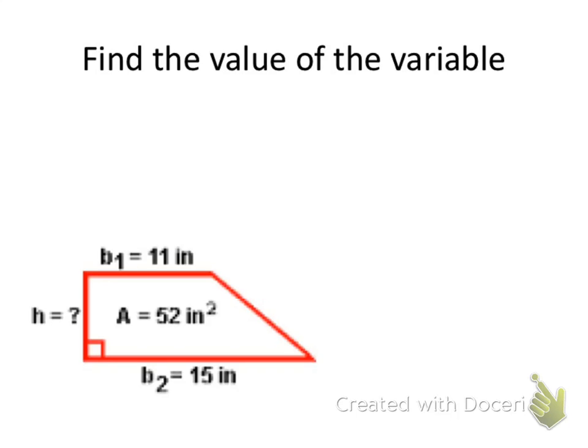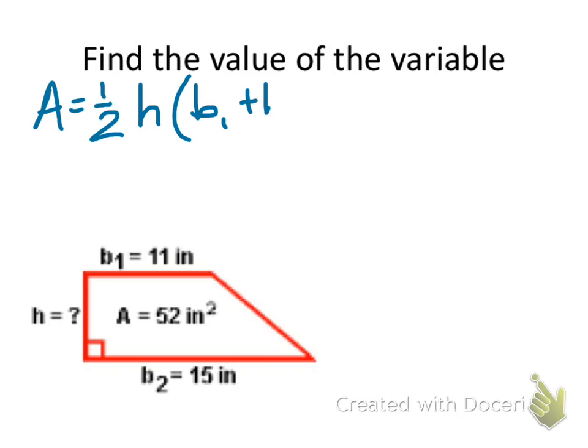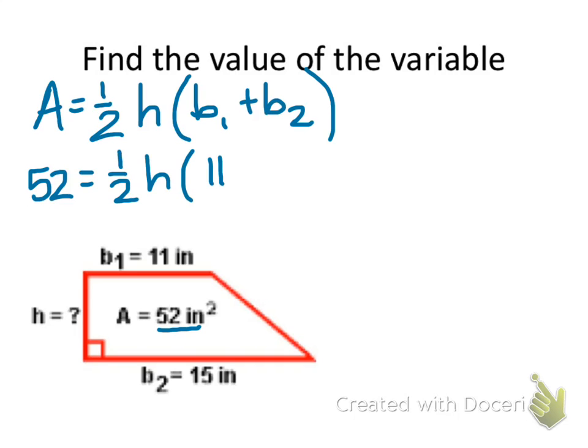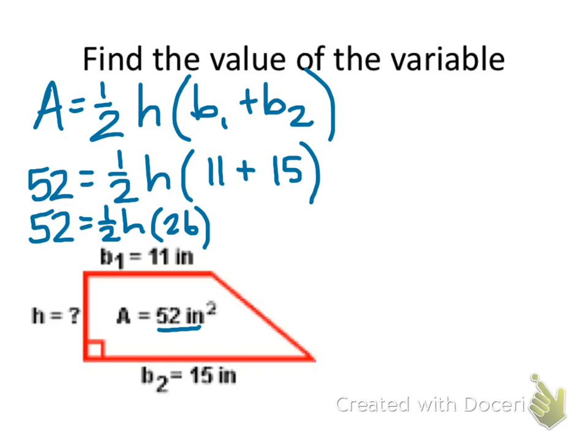So in this example, we see that they give us both bases and the area, but they don't give us the height. So using the formula, we want to substitute in the information we have. We have an area of 52. Base 1 is 11. Base 2 is 15. So 52 is equal to 1/2 of h times 26. I'm going to pause.